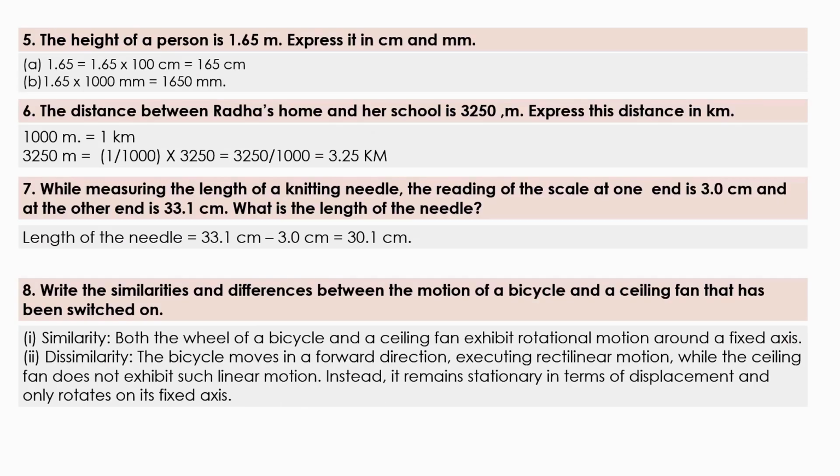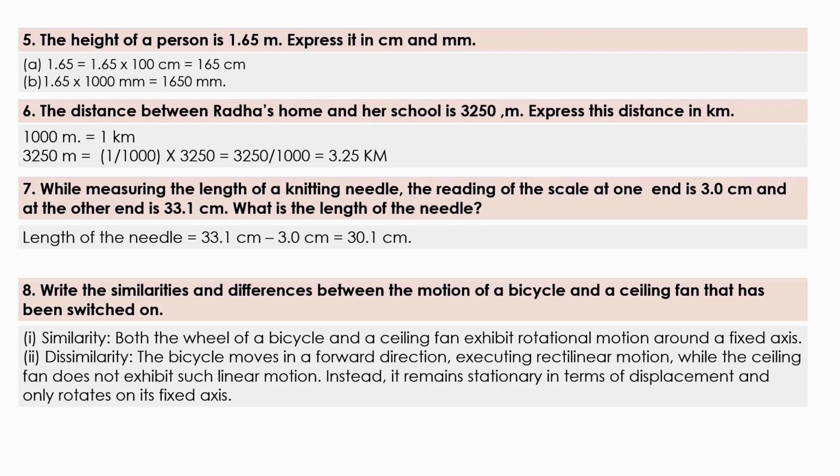The height of a person is 1.65 meter. Express it in centimeter and millimeter. So 1.65 meter is equal to 1.65 into 100, which is 165 centimeter. Then 165 into 10 mm, which is 1650 mm.